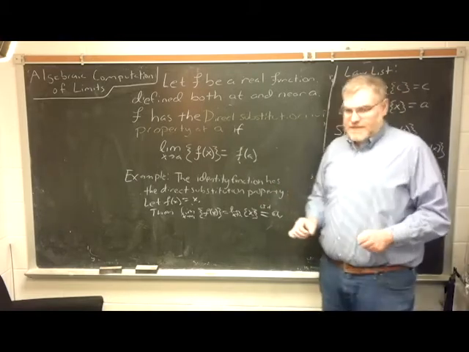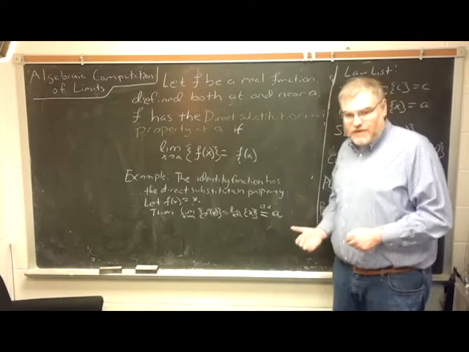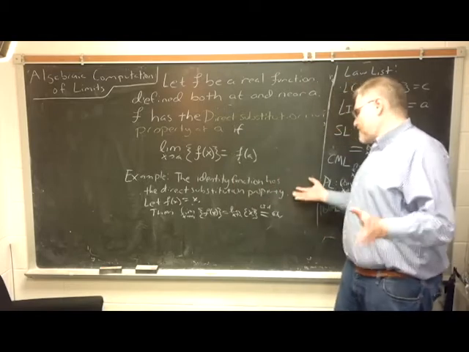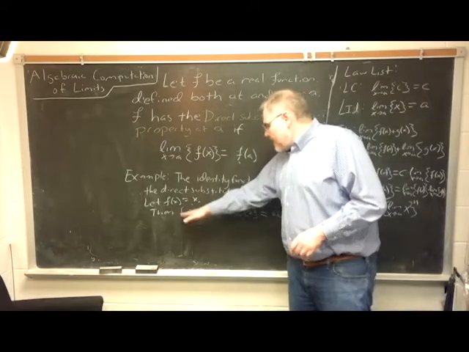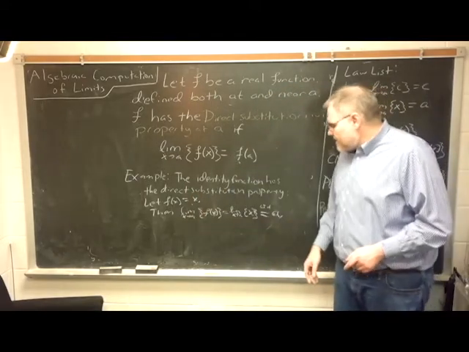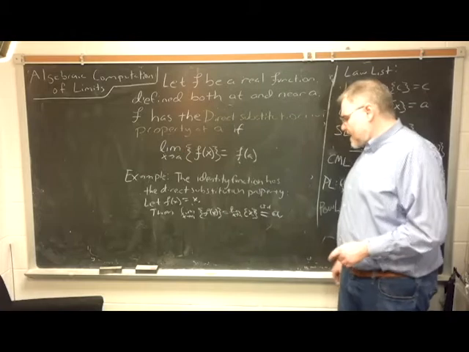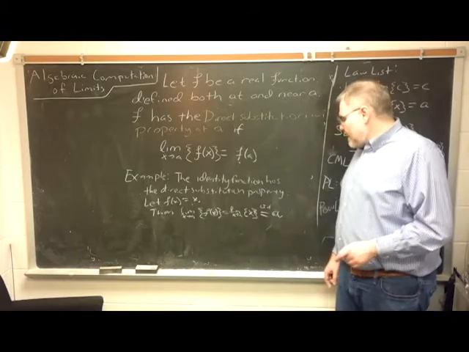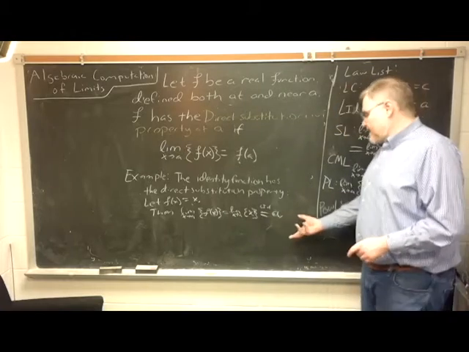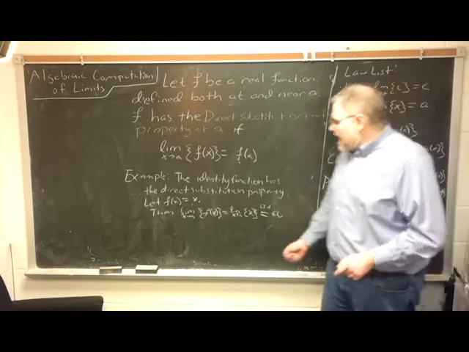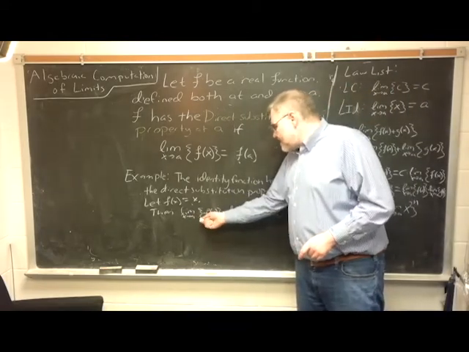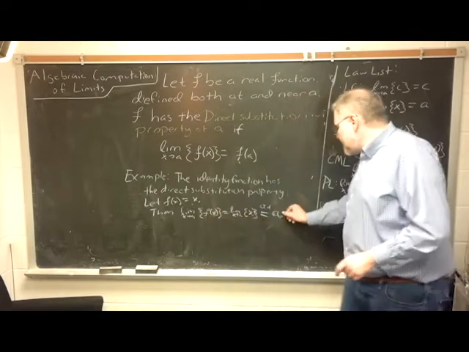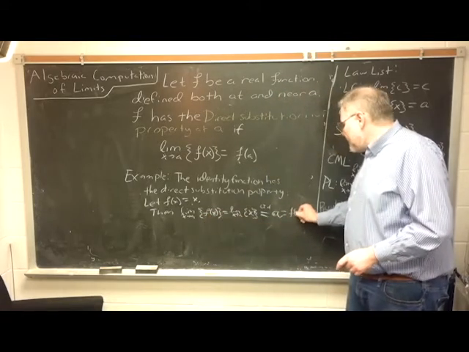Another example of this is the identity function, which we've already talked about. The identity function has the direct substitution property. Let f of x equal x, then the limit as x goes to a of f of x simply equals the limit as x goes to a of x, which is the limit of the identity, which is simply a. So we have that the limit as x goes to a of f of x equals f of a.